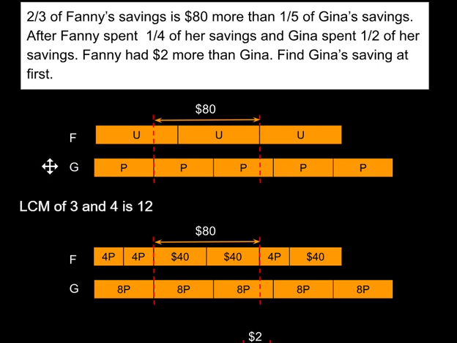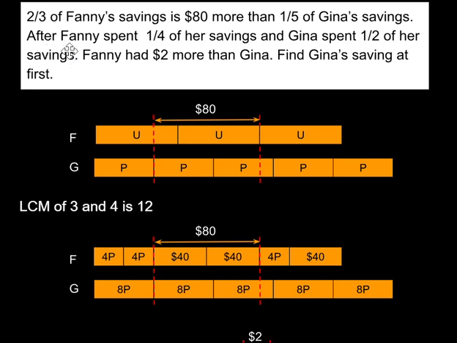Okay, let's draw the model. We know that 2/3 of Fanny's savings is $80 more than 1/5 of Gina's savings. So we take Fanny's savings and chop it into 3 parts. We take Gina's savings and chop it into 5 parts. And we know that 2 units of Fanny is $80 more than 1 part of Gina. Okay, so this is the first model.